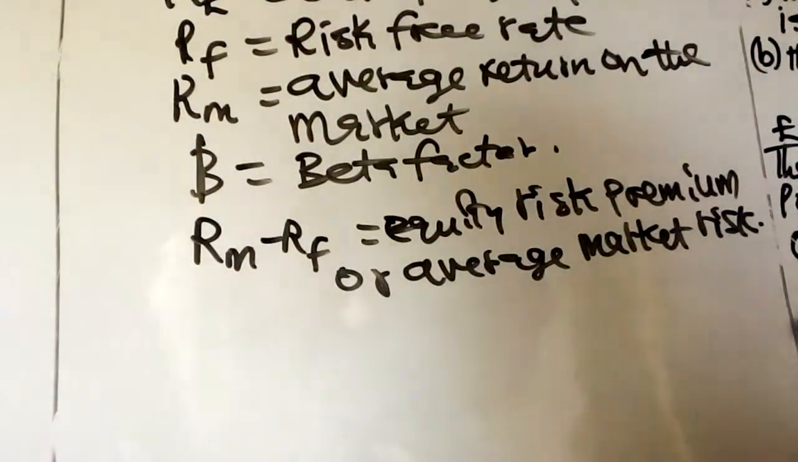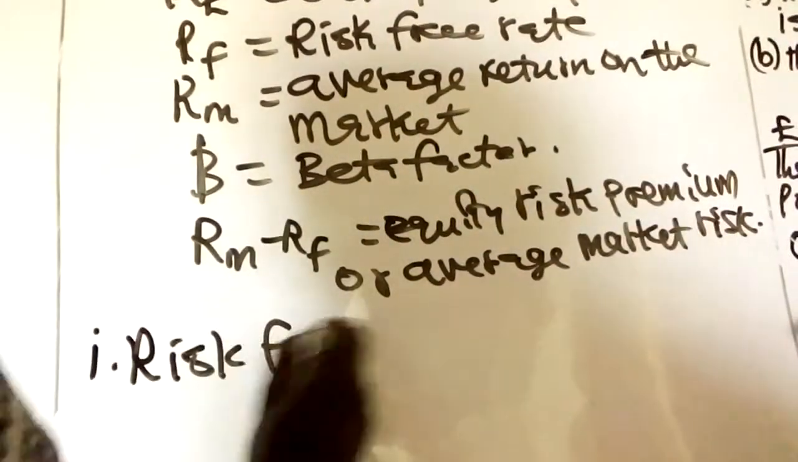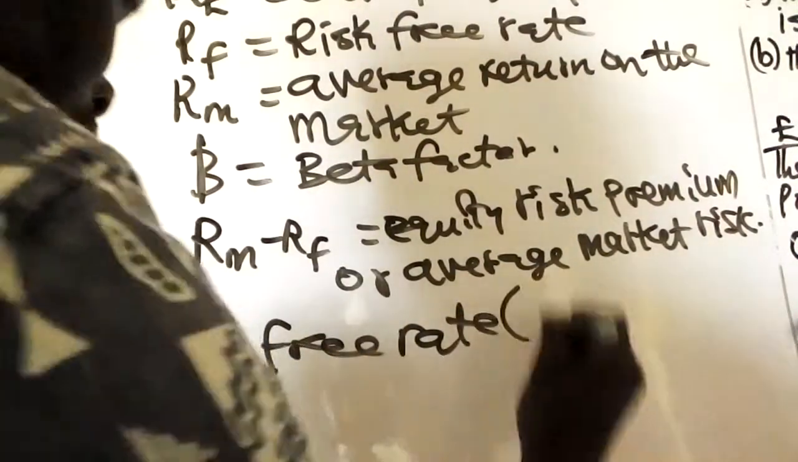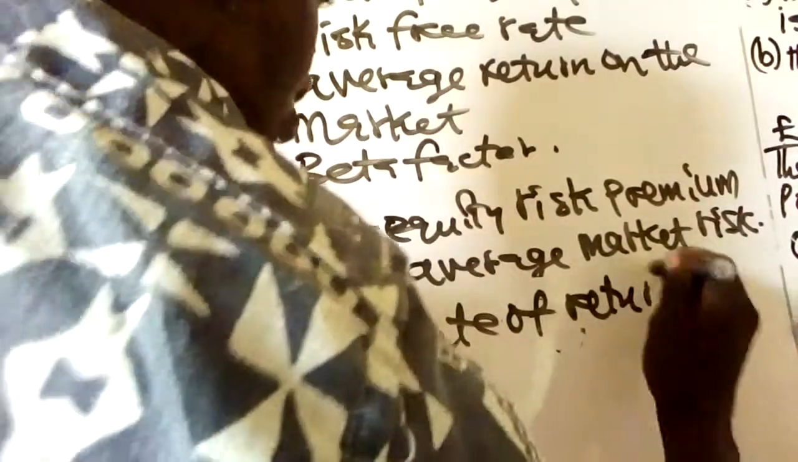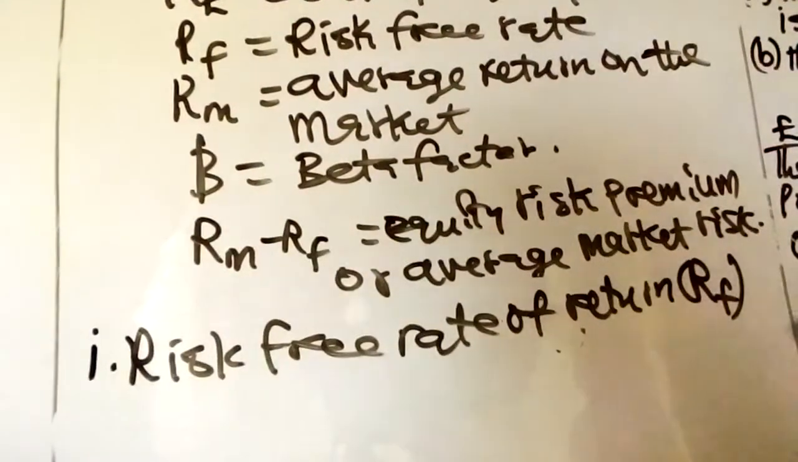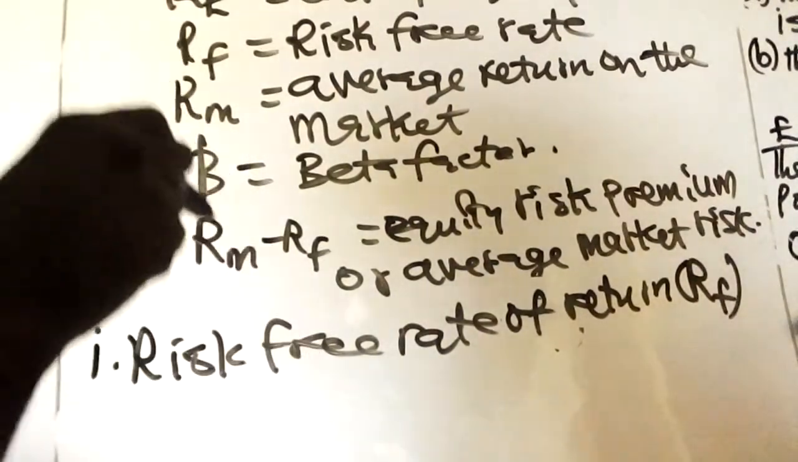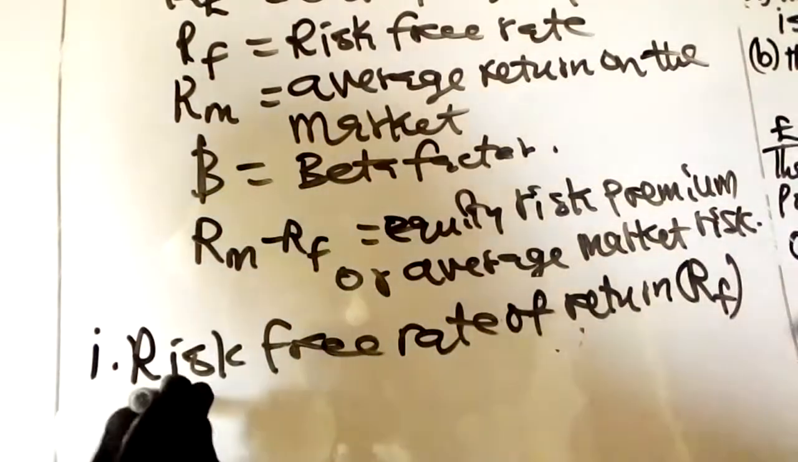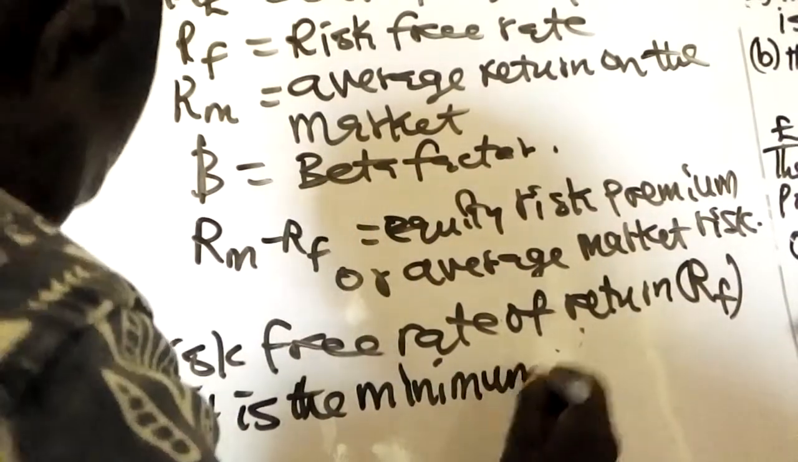The first one I'm going to look at is the risk-free rate, which is RF. Risk-free rate of return is the minimum rate required by all investors for an investment whose returns are certain. It is the minimum return.